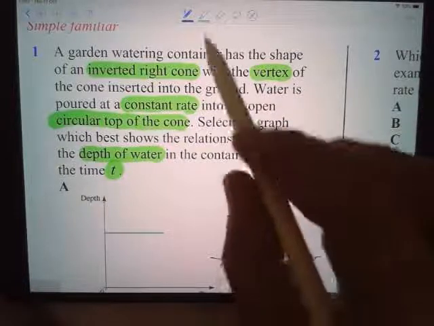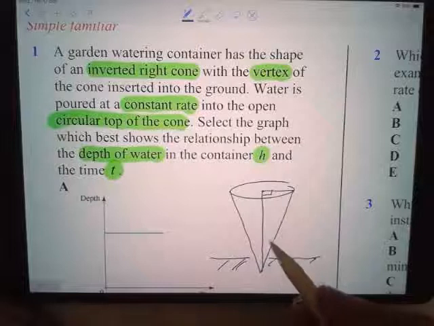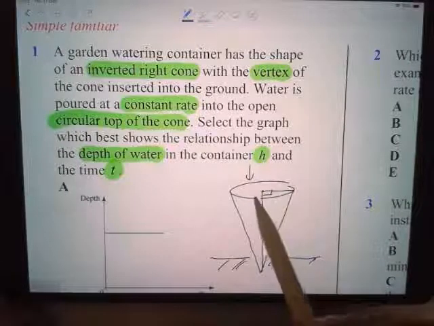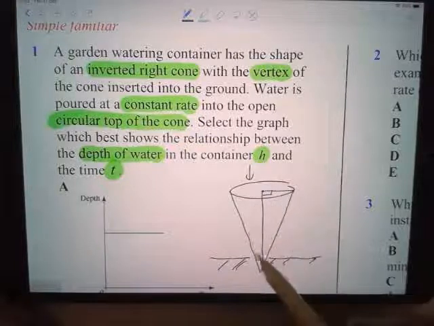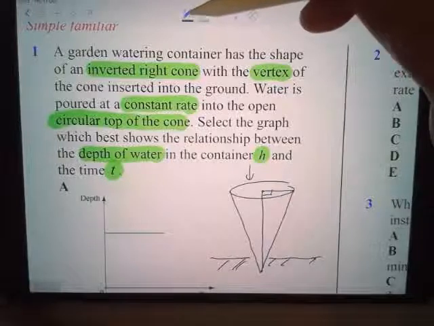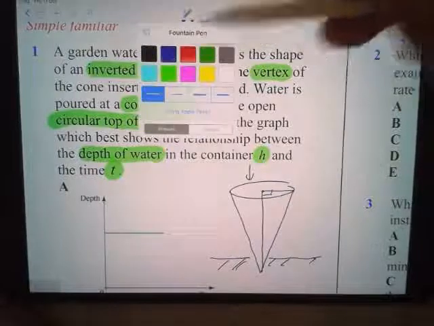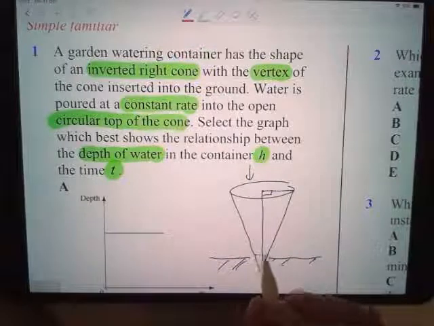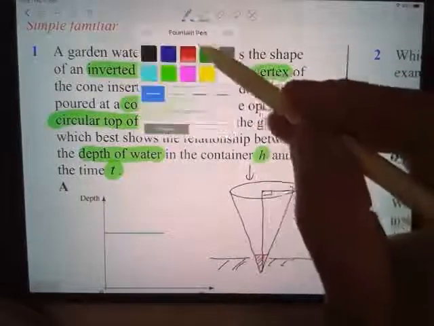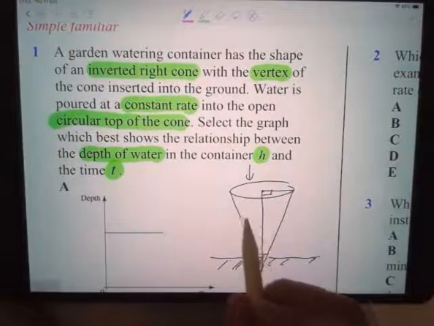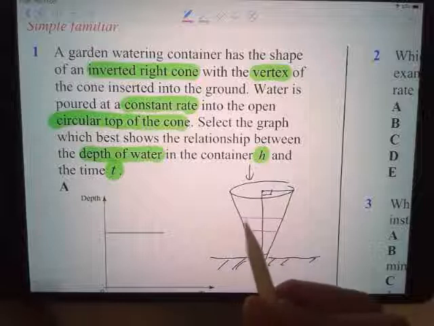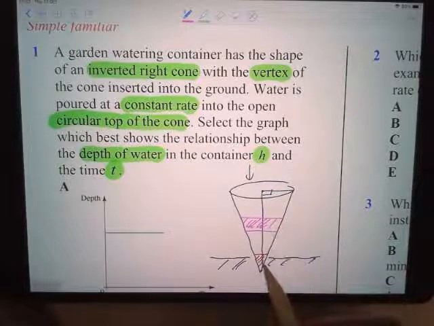The constant rate means that the same volume of water is coming in at the top, into the circular top of the cone. The same volume every second is filled in here. Now we can see that within a certain time, the volume here at the bottom for the same height is much less than the volume that we have for the same height in here. So the volume there is much more than the volume there.